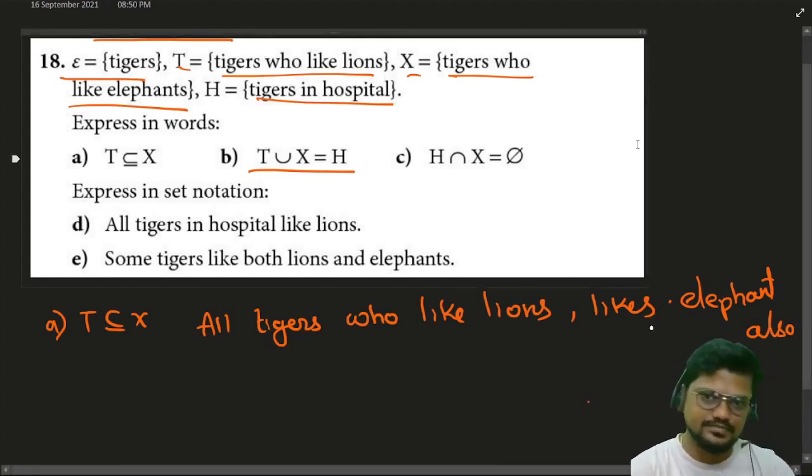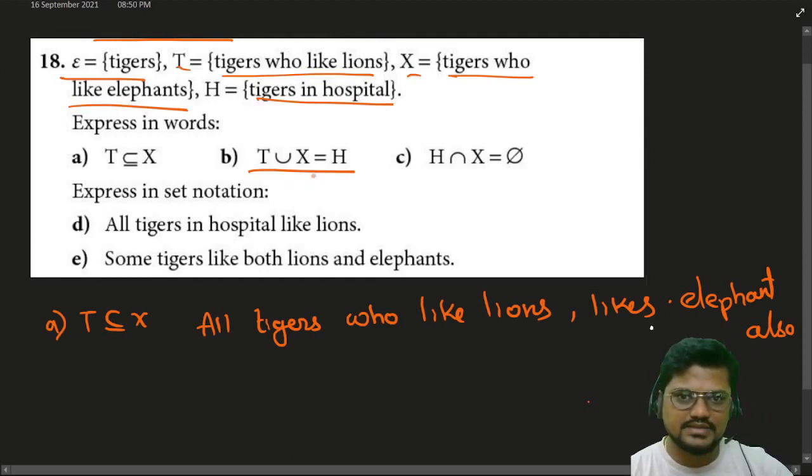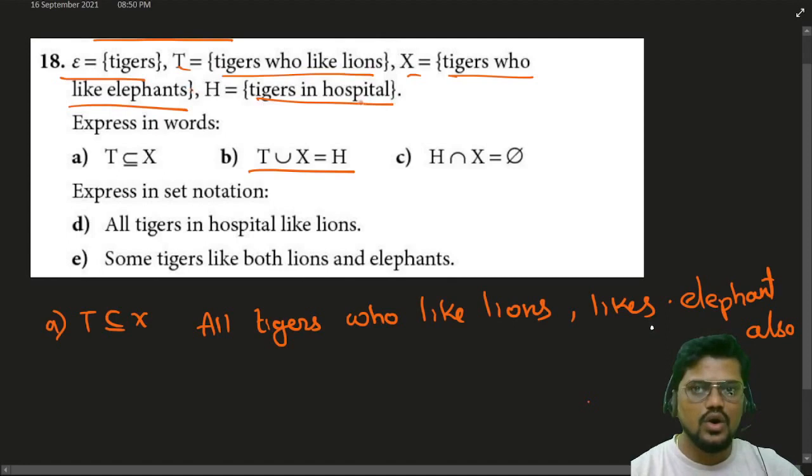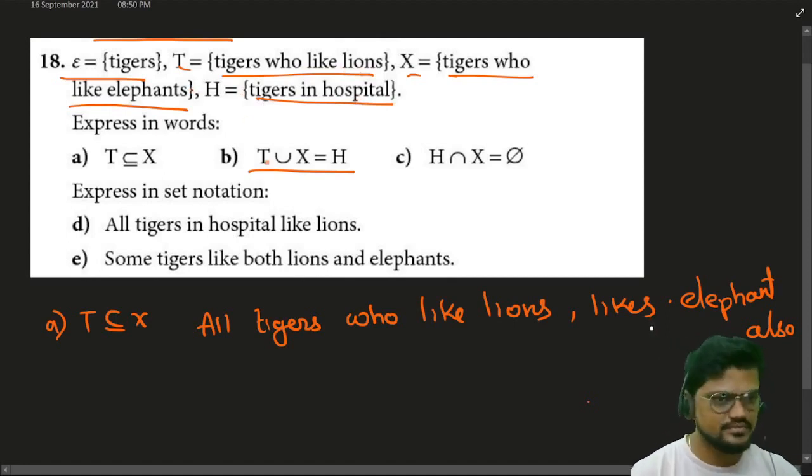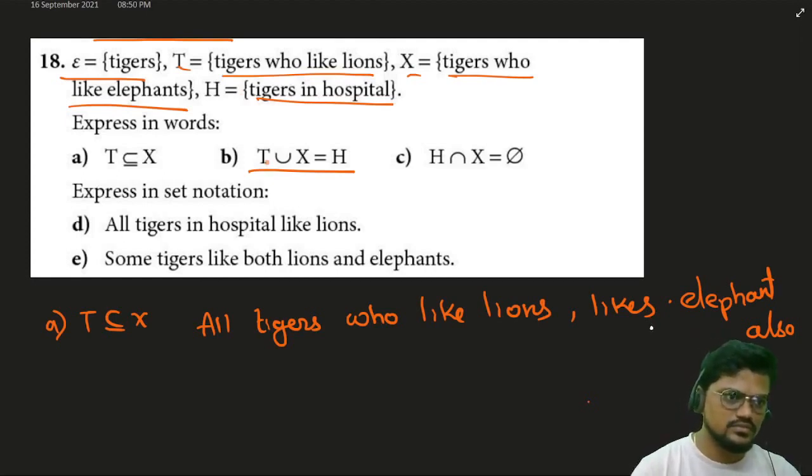Okay. Next, T union X is equal to H. T is tigers who like lions and X is tigers who like elephants, and H is tigers in hospital. All tigers who like lions or elephants are in hospital.